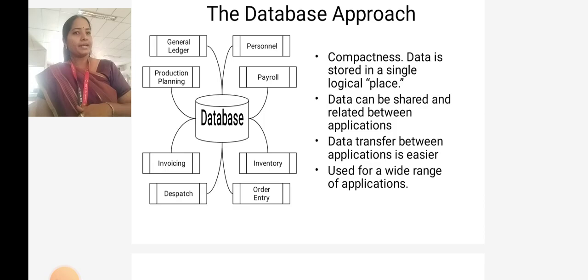So there will be a general ledger and a personal ledger, and both have access to a database. There is production planning and a payroll process also, and those two also have access to a database. Invoicing, inventory, dispatch and order entry, everything in the database approach has access to a database that is stored in a separate place. So what is the compactness here? Data is stored in a single logical place, so it can be shared and related between the applications. Sharing between applications is easier, but a wider range of applications cannot be used.